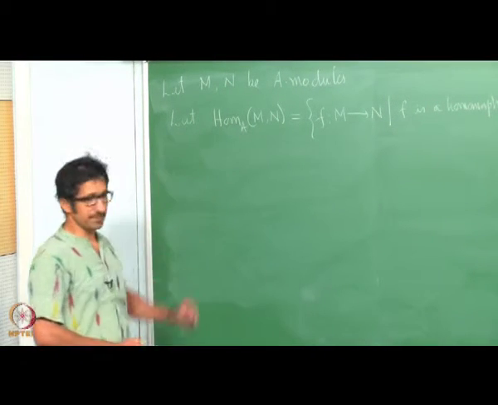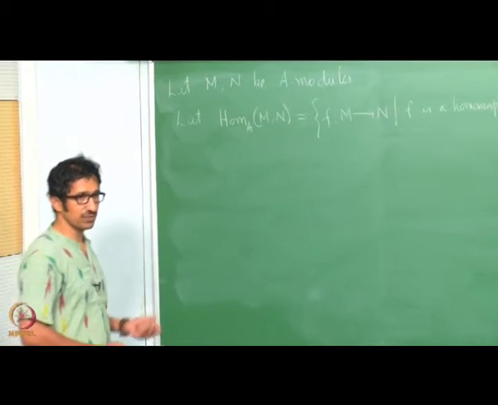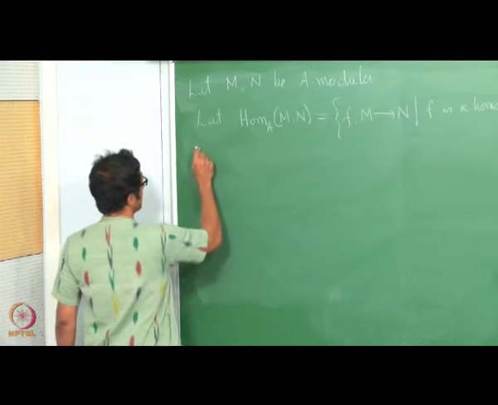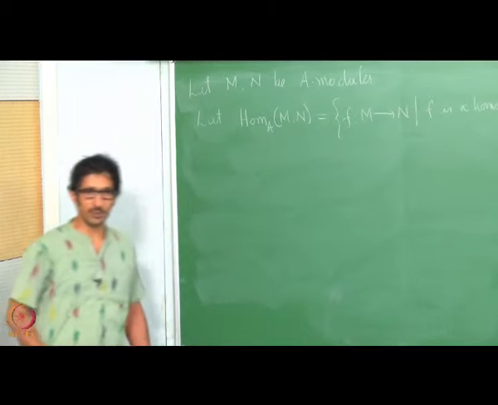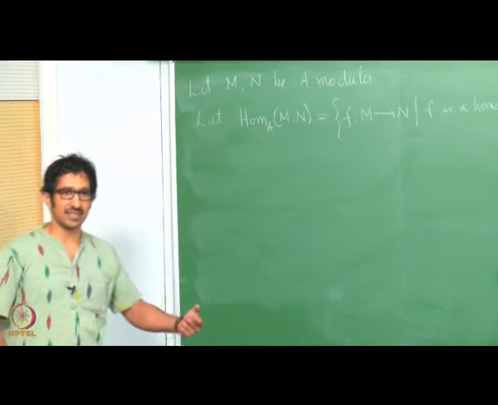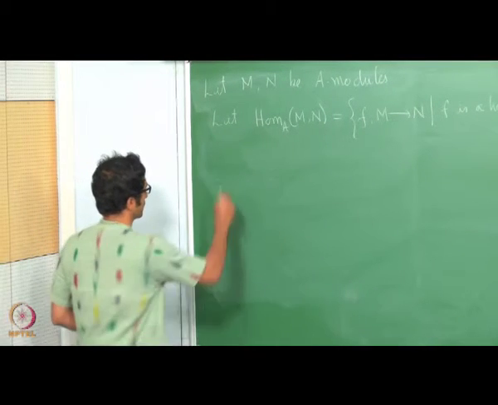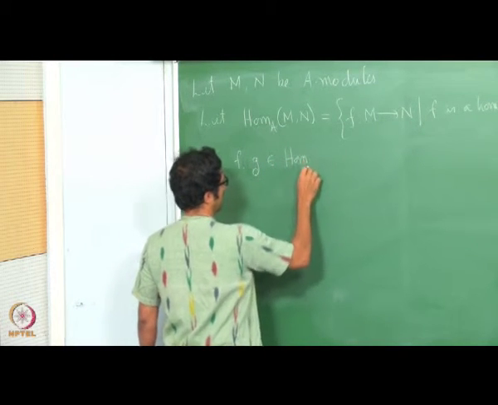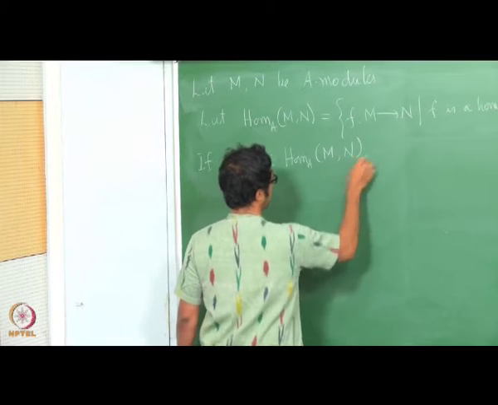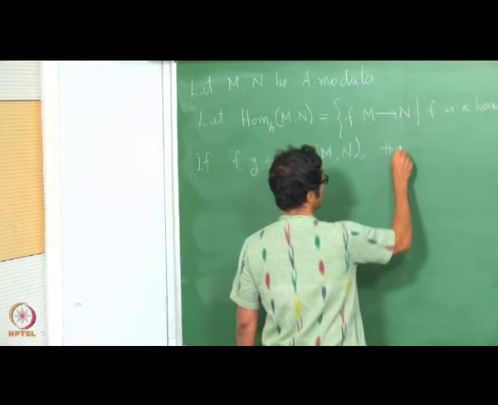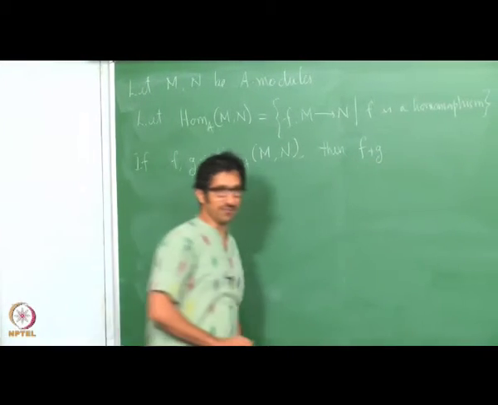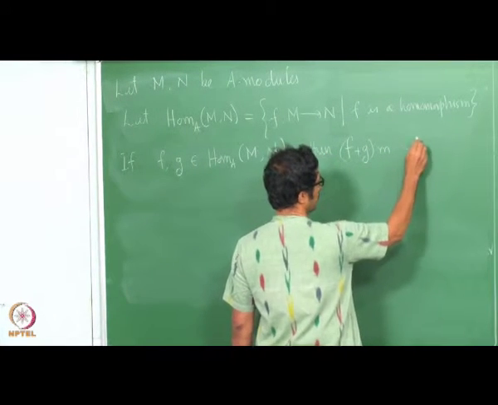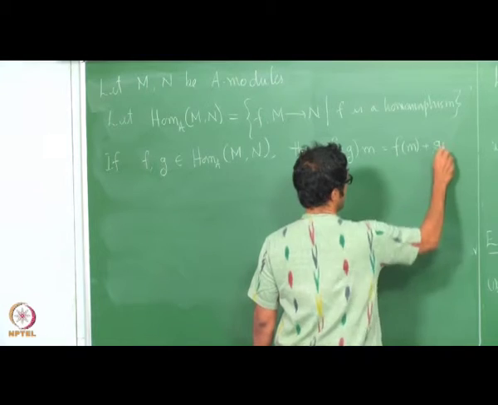So, here what do we expect? That this is also an A module. So, what should be the addition and scalar multiplication? We have to first say that this is an abelian group and then say that there is a scalar multiplication which makes it an A module. So, if I have f, g in Hom_A(M, N), then how do I define f plus g? F plus g should be a homomorphism which takes any m to f(m) plus g(m).